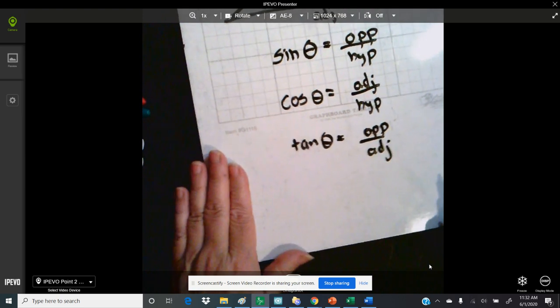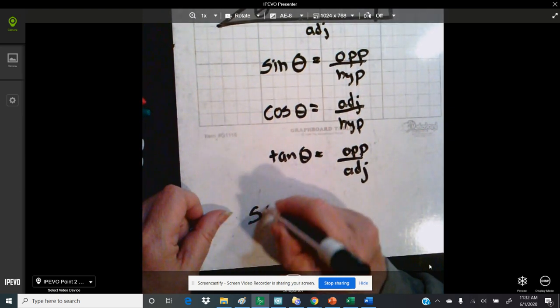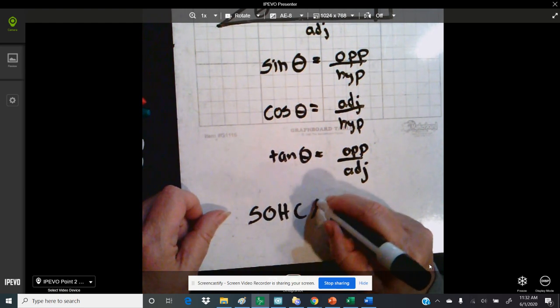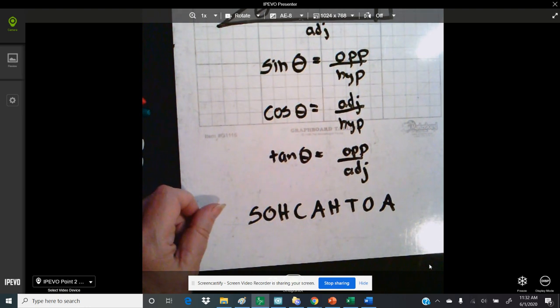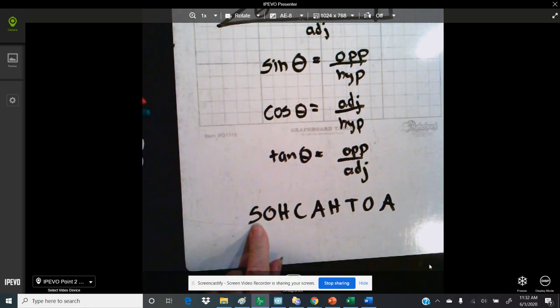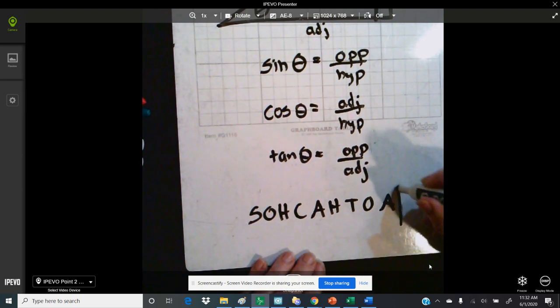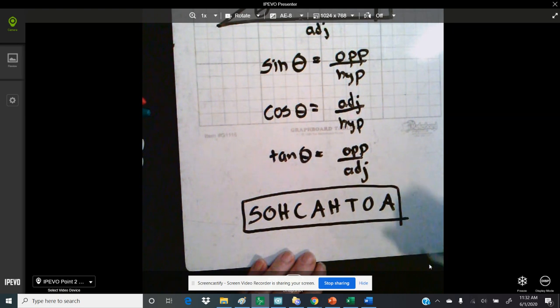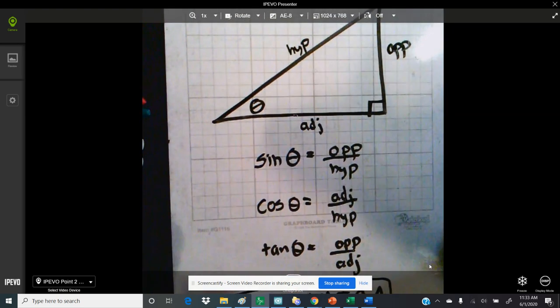Now, there's a way that you can use to remember these, and that's called SOHCAHTOA. Maybe you've heard people talk about that. SOHCAHTOA, and what that stands for is the sine is the opposite over the hypotenuse, the cosine is the adjacent over the hypotenuse, and the tangent is the opposite over the adjacent. So this is a way that students help themselves remember what these trig ratios are. So let's just take a look at it.